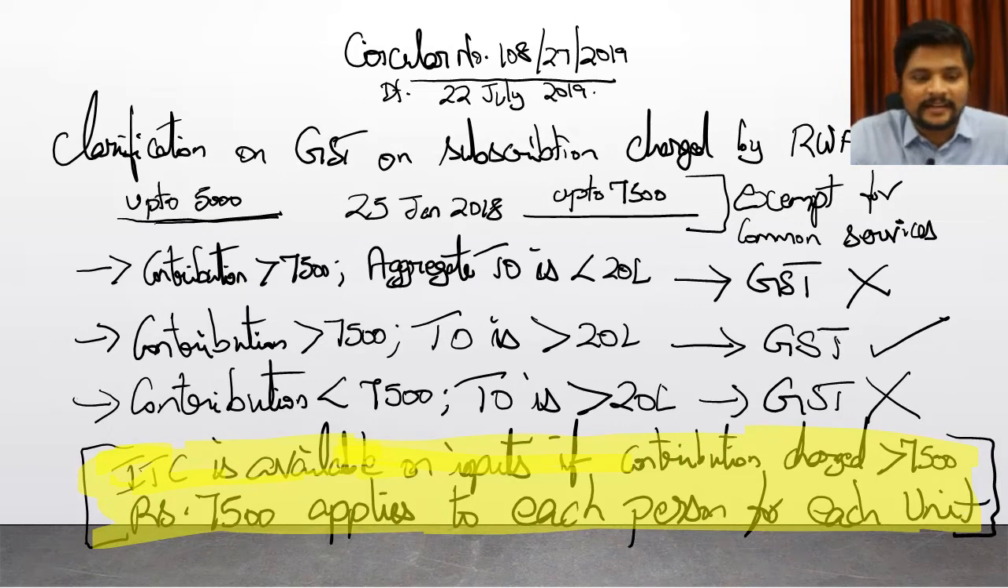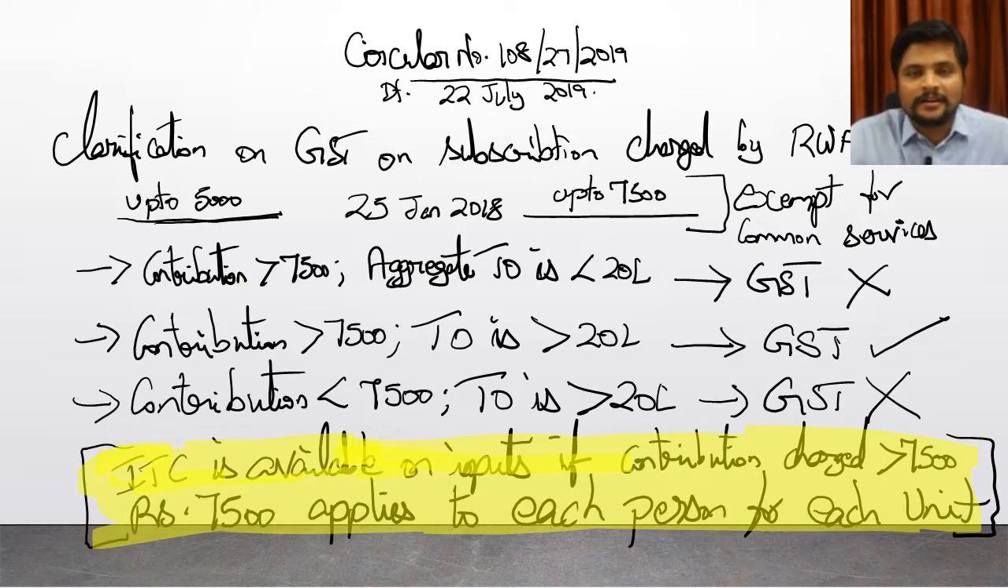Okay, let us come to the second scenario. Second scenario is contribution is more than 7,500 rupees and the turnover is also more than 20 lakhs rupees. In this case, there is no doubt that because of this circular, since the contribution is more than 7,500 rupees, GST will be applicable. Also, as per the registration provisions, once the turnover exceeds 20 lakhs rupees, the person has to get himself registered mandatorily. So both these conditions are satisfied, and GST will become applicable.